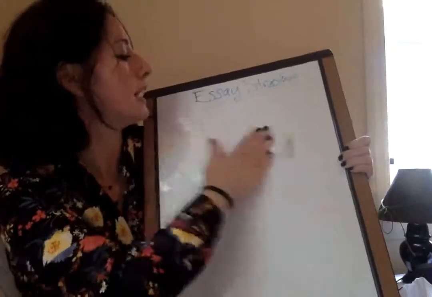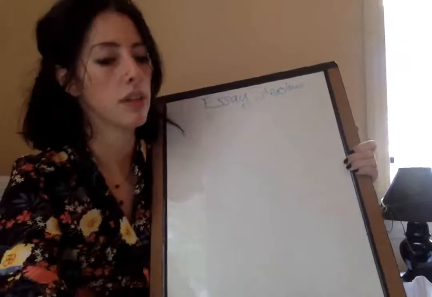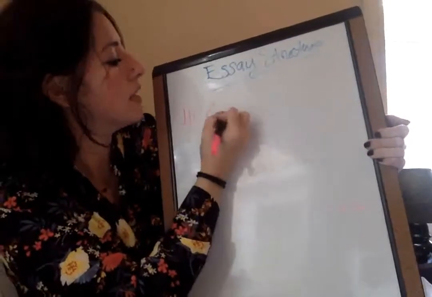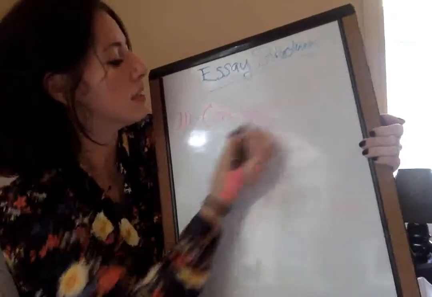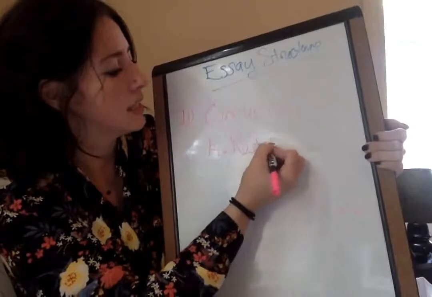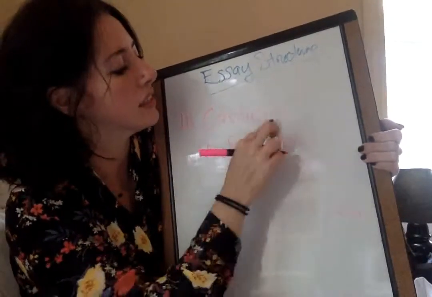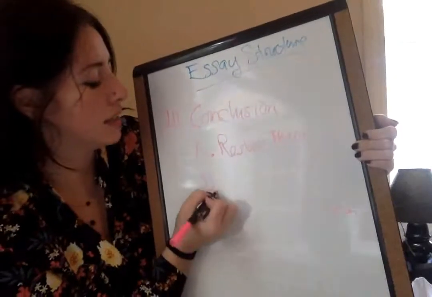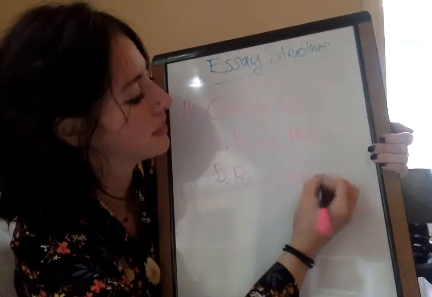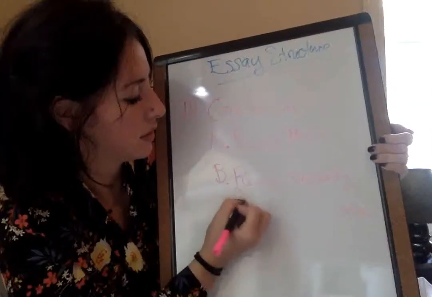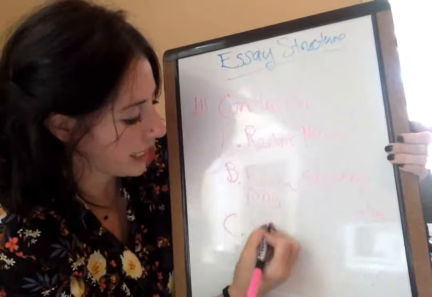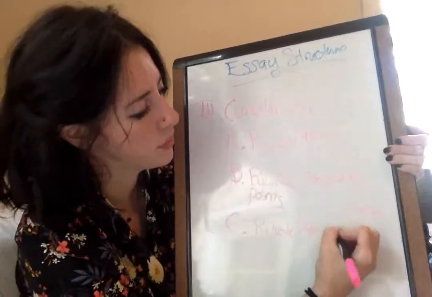All right, finally, you have the conclusion. So we'll call that Roman numeral 3, conclusion. A is restate, not repeat, thesis. B is to review supporting points. And C is to relate to world.